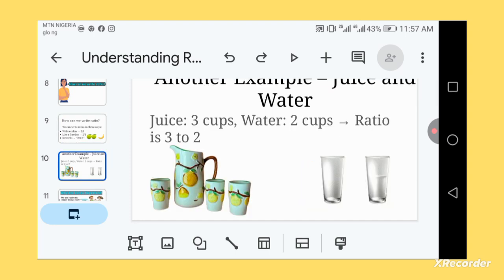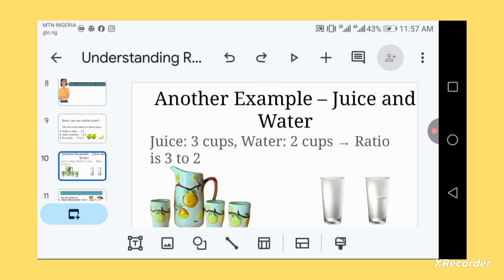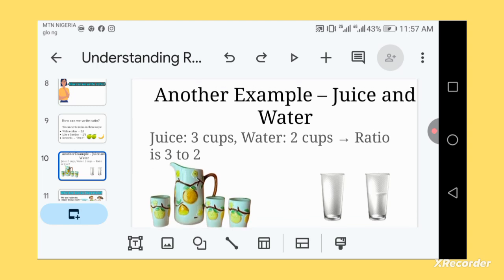Now, let's dive right into another example. If we mix 3 cups of juice and 2 cups of water, the ratio is 3 to 2. That means for every 3 parts of juice, we use 2 parts of water. Okay, let me use another example again.